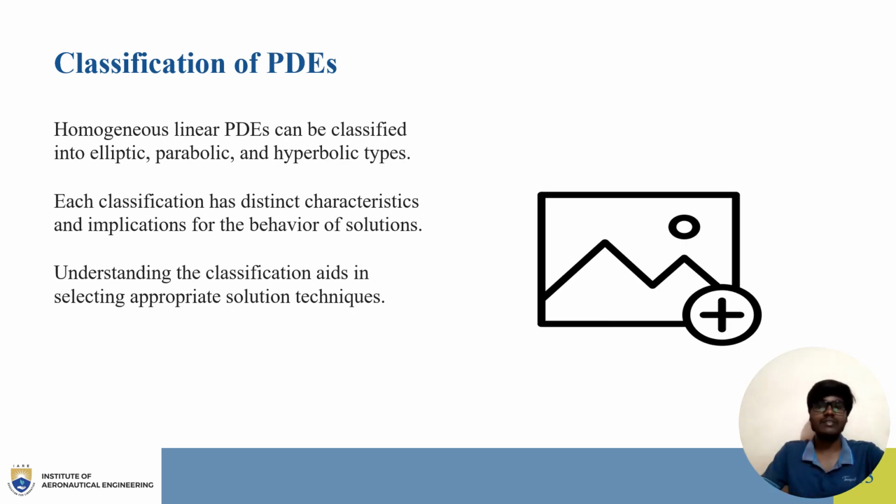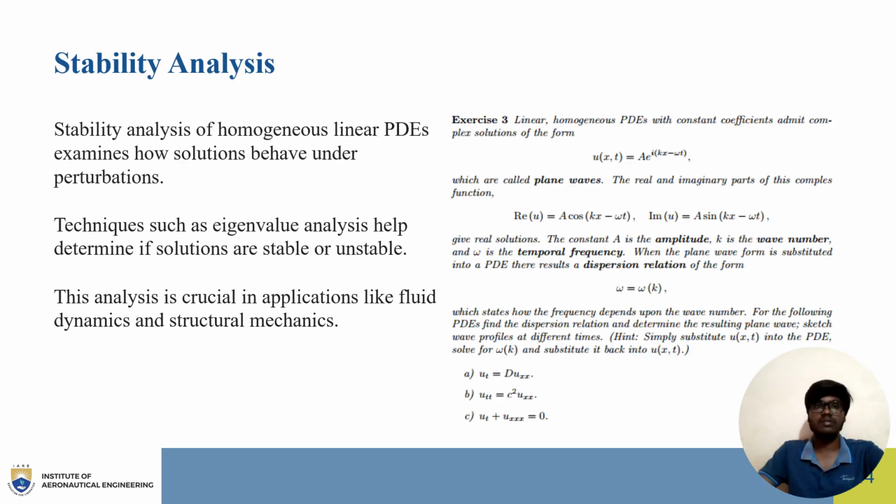Classification of partial differential equations. Homogeneous linear partial differential equations can be classified into elliptic, parabolic, and hyperbolic types. Each classification distinguishes characteristics and implications for the behavior of solutions. Understanding the classification aids in selecting appropriate solution techniques.